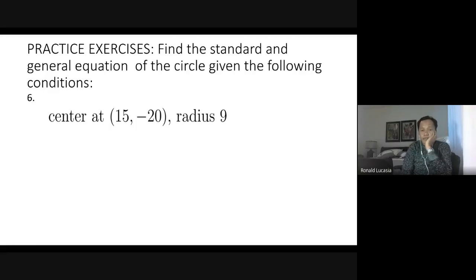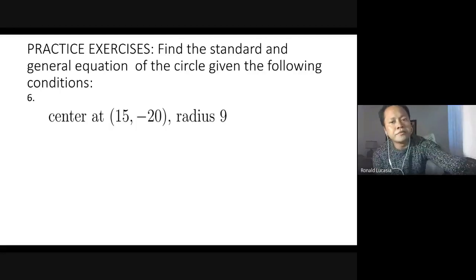From John Ariola: x squared, what number is that? Plus y squared minus 30x plus 40y plus 544. It should be equals 0, John. Equals 0.